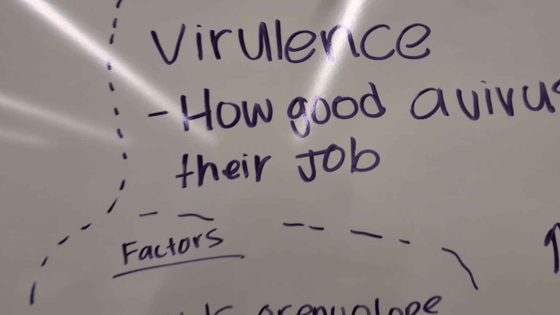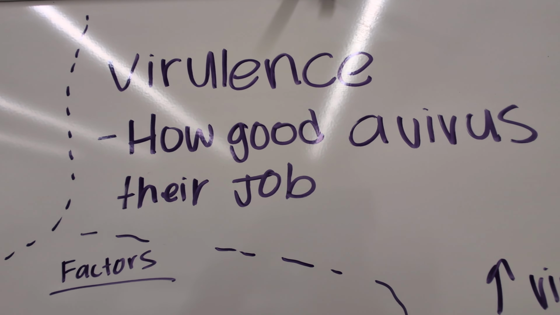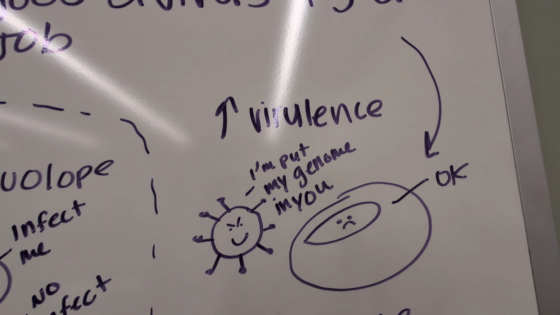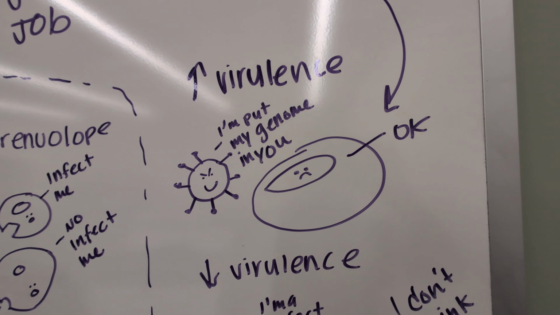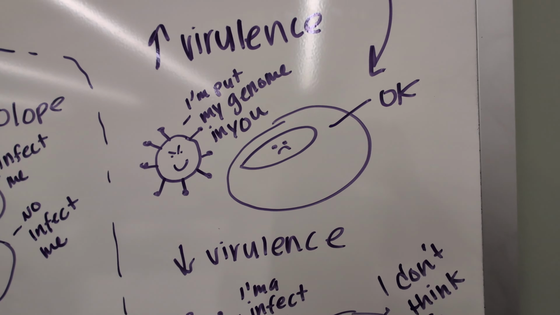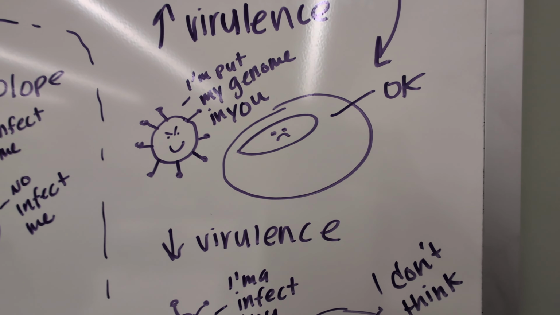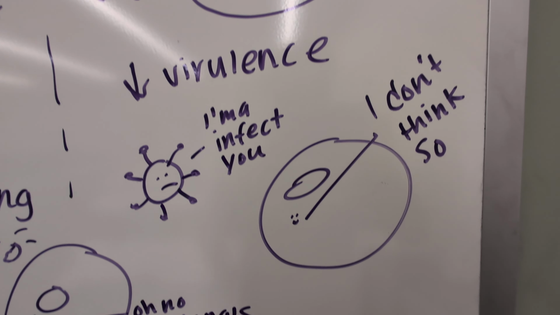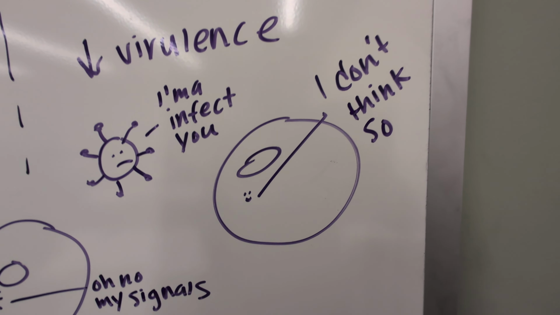Okay, with me, I did virulence, and it's basically how good a virus is at its job. So here, my little example is if a virus has high virulence, then it's more able to infect other cells. A little drawing here. And then if your virulence is low, it's a lot harder to infect different cells.